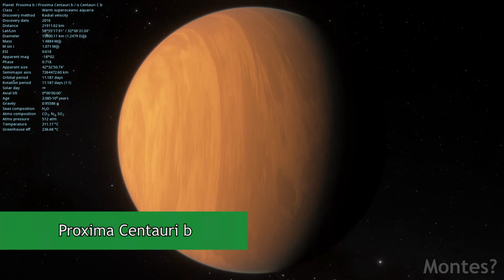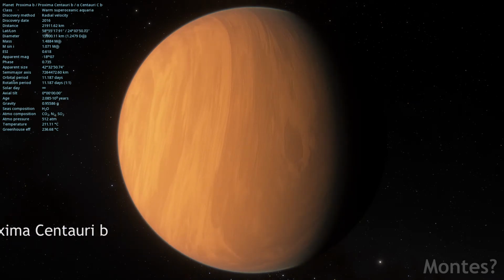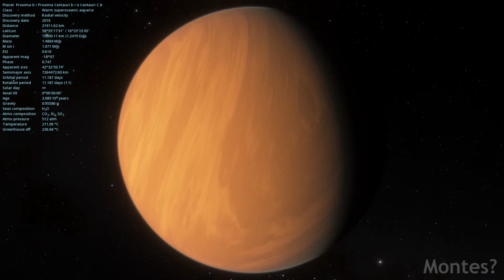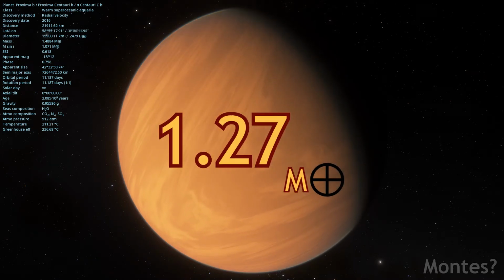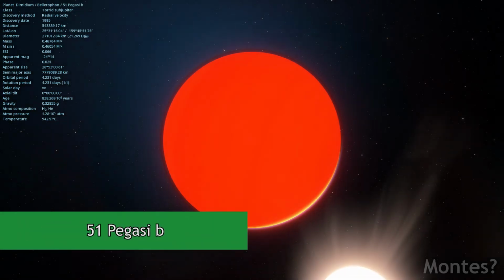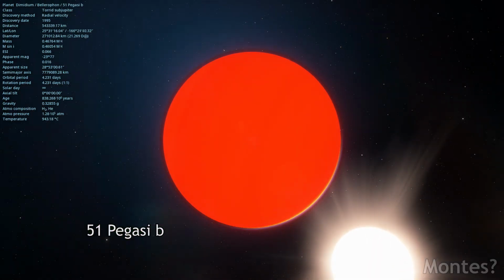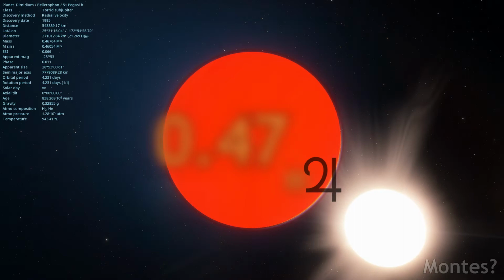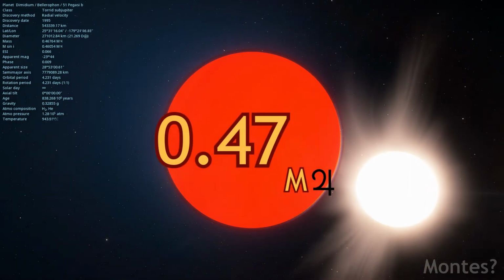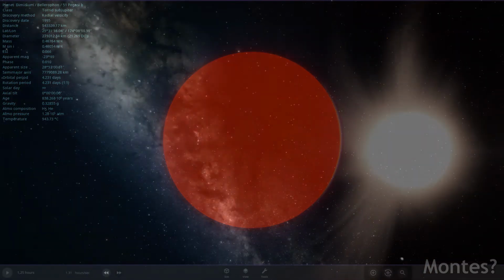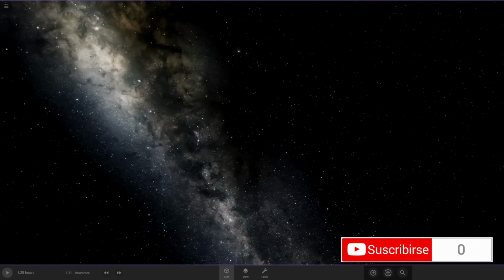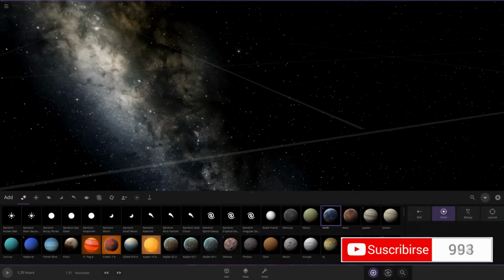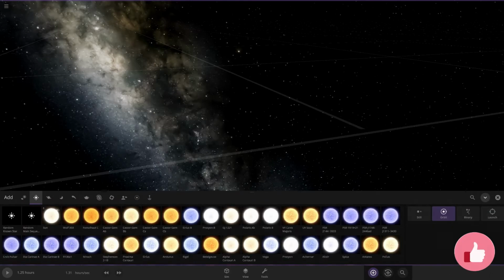For example, Proxima Centauri b, which was discovered in 2016, has a mass of 1.27 Earth masses, or 51 Pegasi b, which has a mass of 0.47 Jupiters. Now let's see some examples to see that even Sun masses are quite small in some aspects. Fortunately, we don't have Milky Way masses.